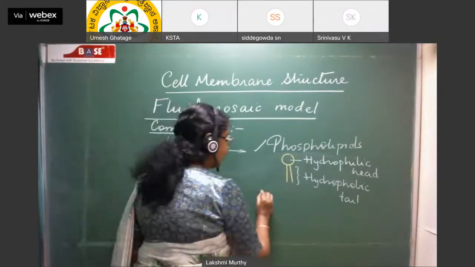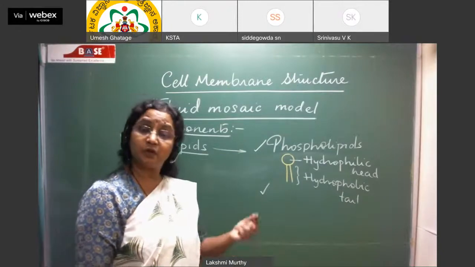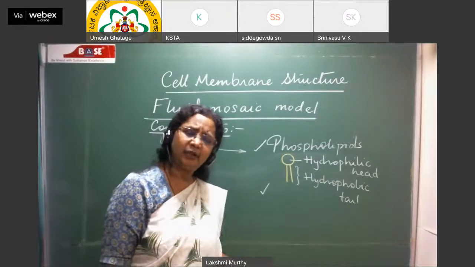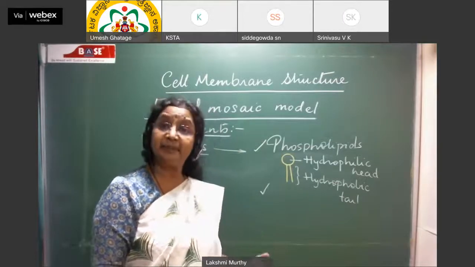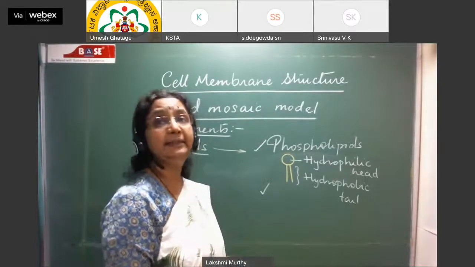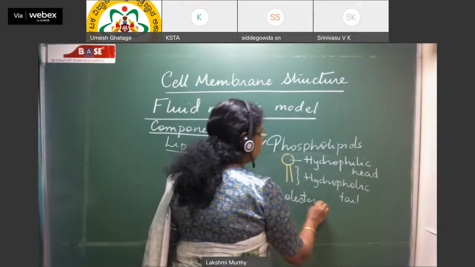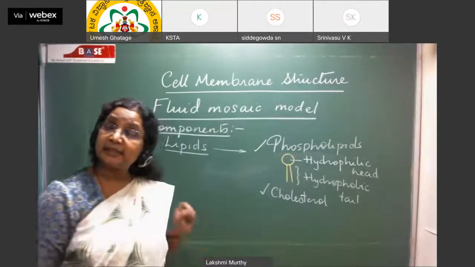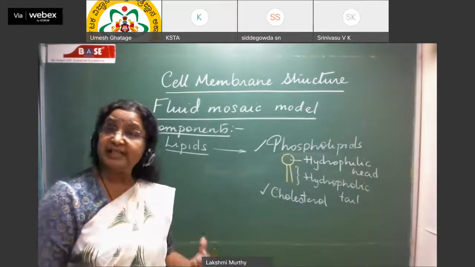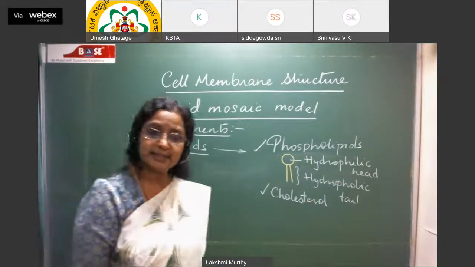The next type of lipid that is seen may not be seen in all cell membranes or across all living organisms. Some living organisms may show absence of this lipid. Some of them may show the presence of this lipid. And that lipid is going to be cholesterol. This is good cholesterol, okay? This is not bad cholesterol. This is good cholesterol, which gives certain very specific properties to the cell membrane. So cholesterol is also one of the lipids that is present in cell membrane.